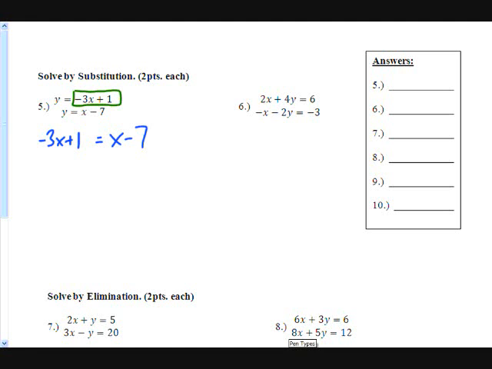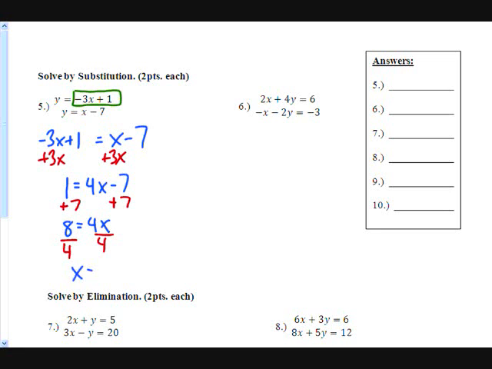Now I've got to get the x variables on the same side, so I'm going to add the 3x to each side. I always take care of the variables, get them together first. So I have 1 equals 4x minus 7. Now I can add the 7 to each side. That gives me 8 equals 4x. I have to divide each side by the 4, and I find out that x equals 2.